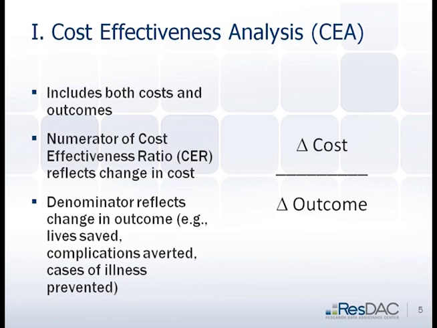The second was the cost effectiveness analysis. So in this type of analysis, you're looking at both costs as well as outcomes. In the numerator, that's where you're tallying up all the costs. And the denominator reflects the change in outcomes. So for example, lives saved, complications averted, cases of illnesses prevented.